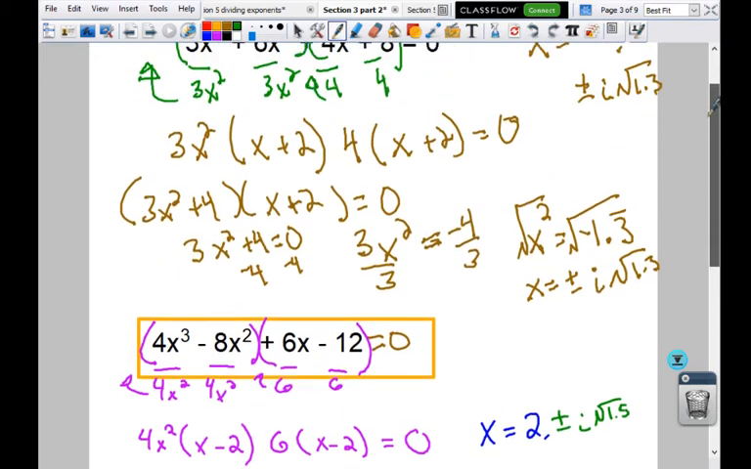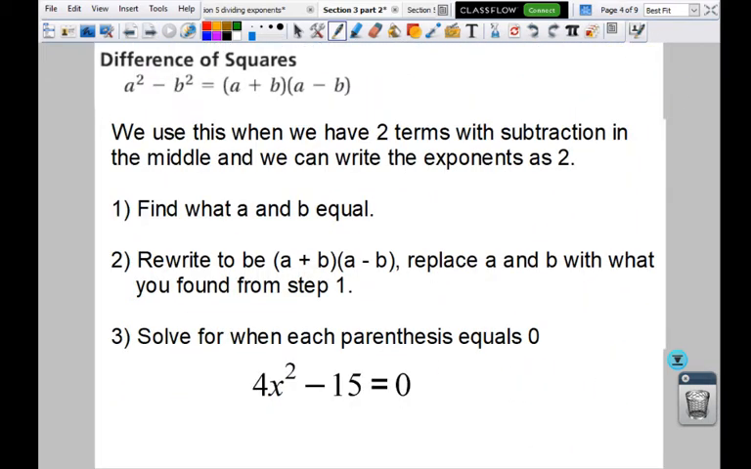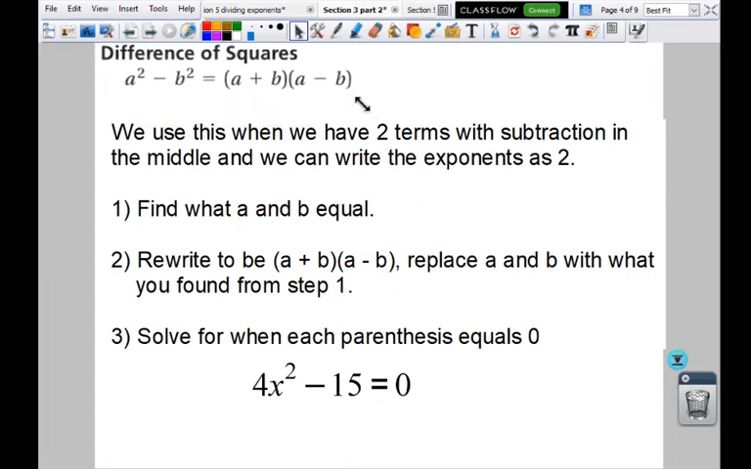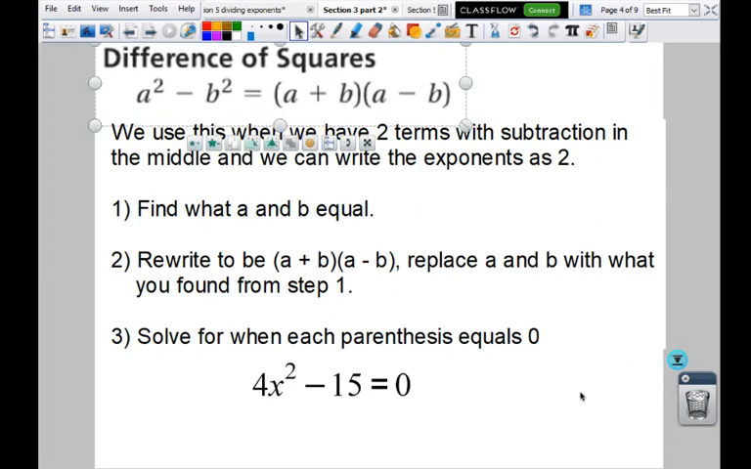This last thing we're doing, I don't think you've ever seen anything like this before, so this should be completely new. Another way we can factor and then solve different things is by doing what's called the difference of squares. We use this when we have 2 terms, and when we have subtraction in the middle, and we can write exponents as 2. So we have a few requirements. We have to have 2 terms. So if I'm going to solve this problem, I've got 1 and 2. And then I have to have a subtraction in the middle. So I've got a subtraction right there.